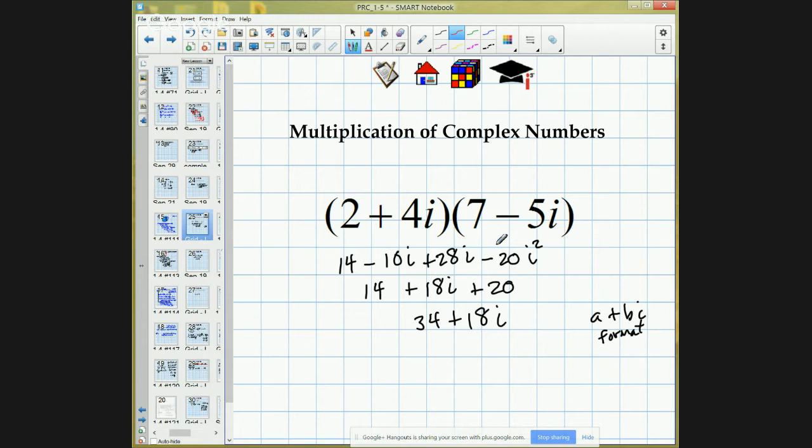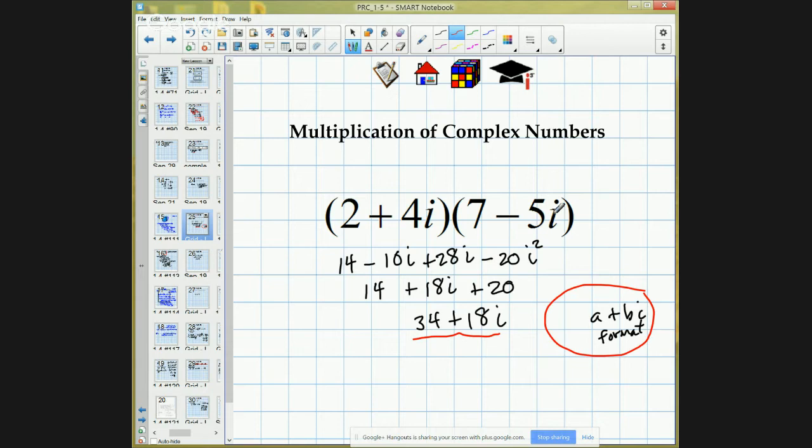And now we got this other tweak here, negative 20i squared is just another name for positive 20, so now we can also combine the two constants. And we get 34 plus 18i. By the way, the complex format that we regard as a standard is to put numbers in a plus bi form. So a represents the real number part, and bi represents the imaginary part. This is in that format, so we're good.